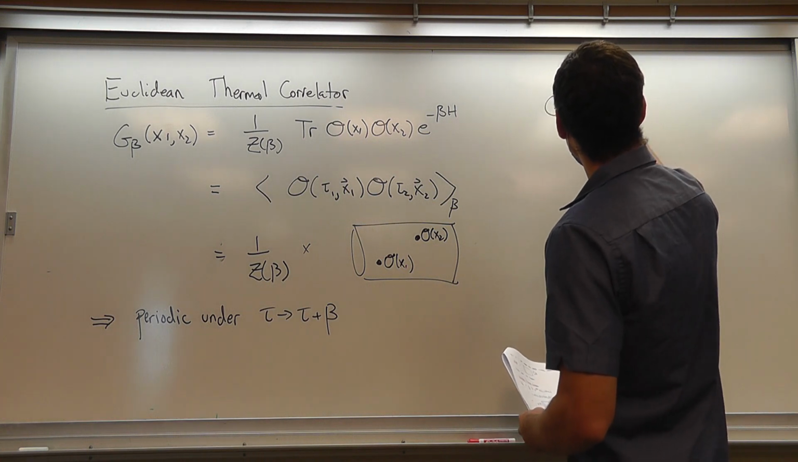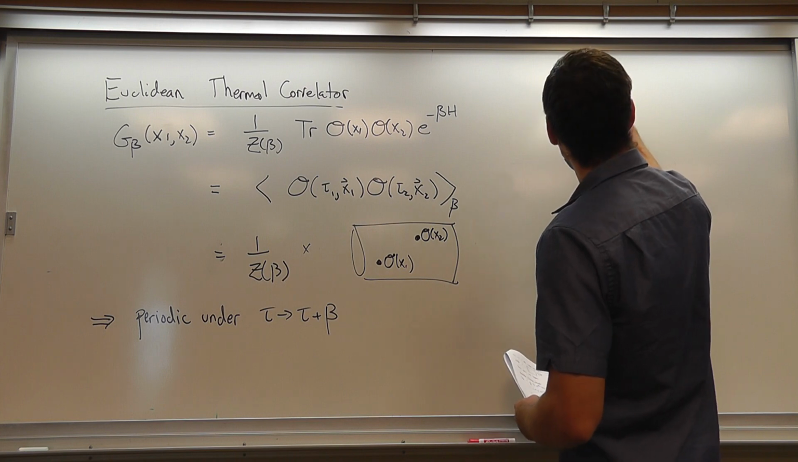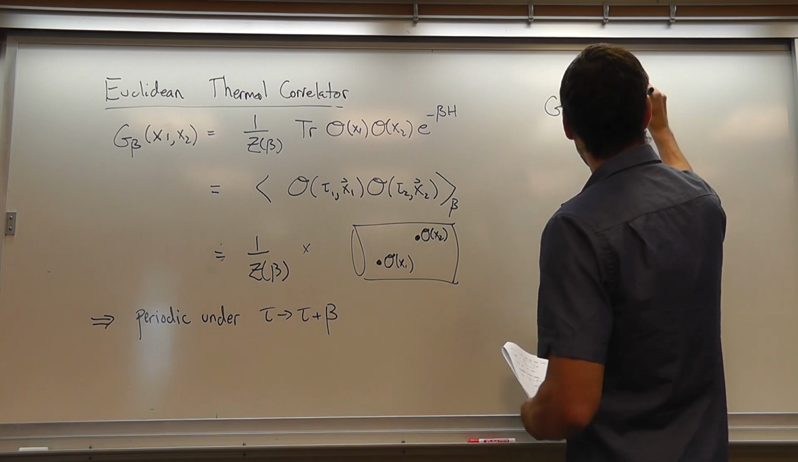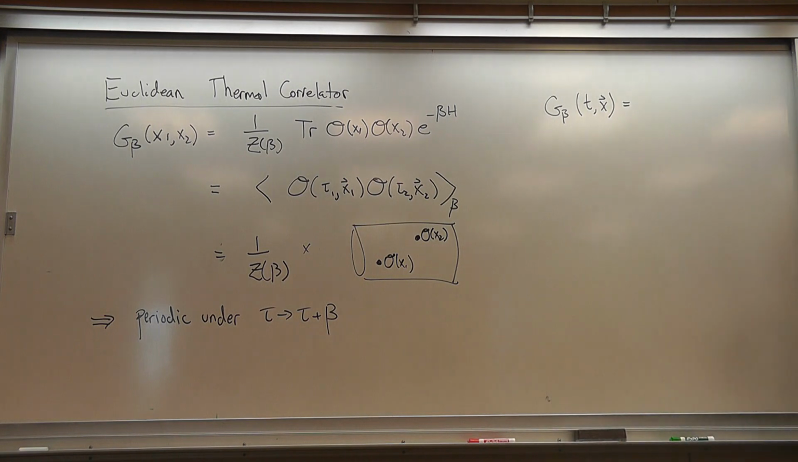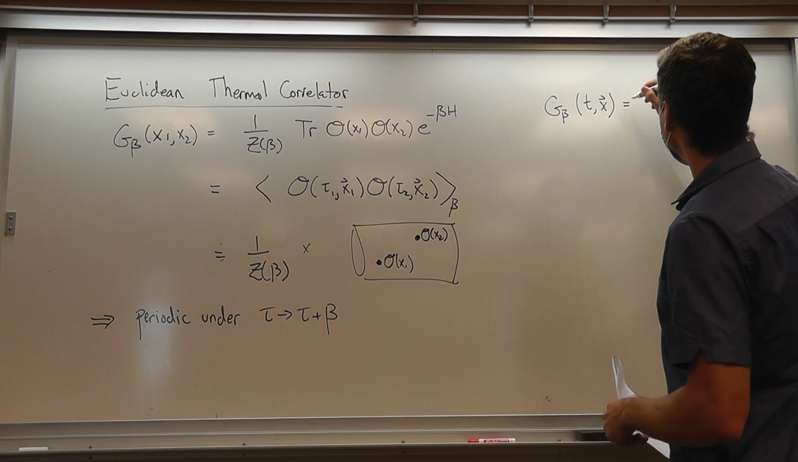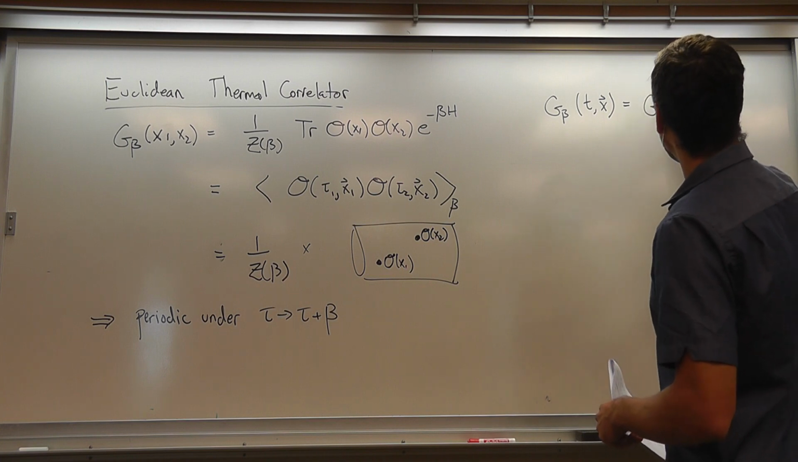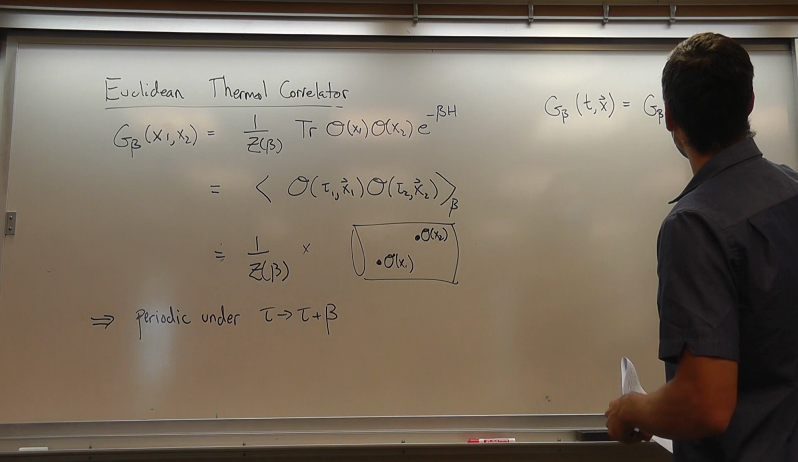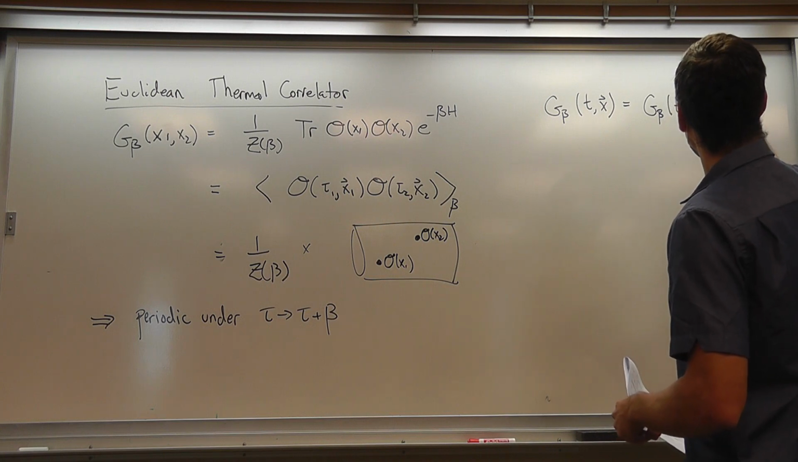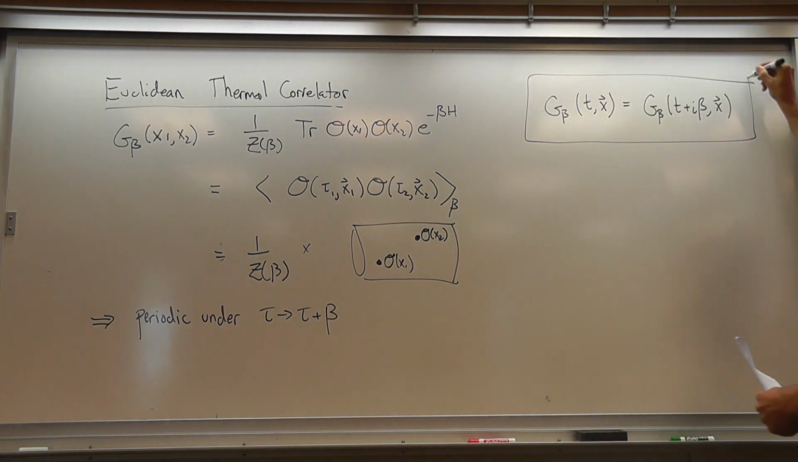I'll write it this way. G beta of t, vector x. I've gotten rid of one of the arguments because if we're in flat space, then everything's translation invariant. This depends only on the difference. So G beta of t, vector x is equal to G beta of t plus i beta, vector x. The i is there because this is the Lorentzian, this is the regular Minkowski time.